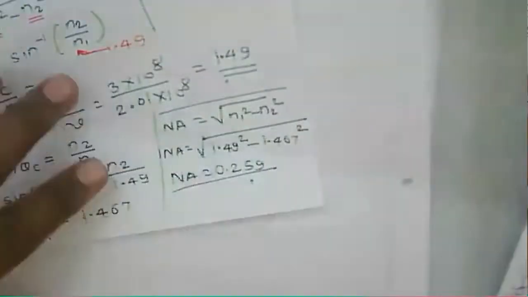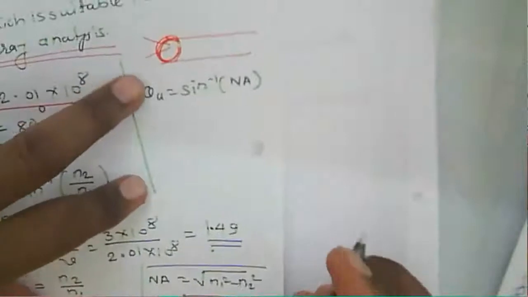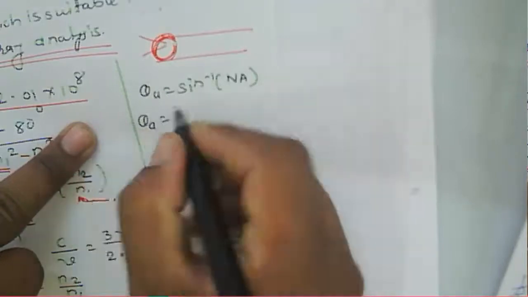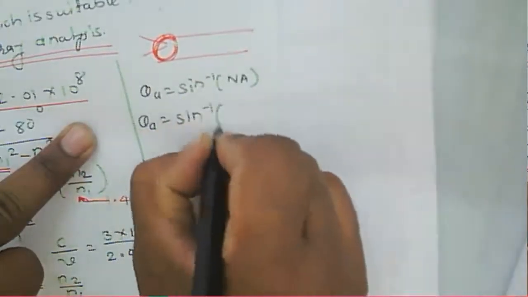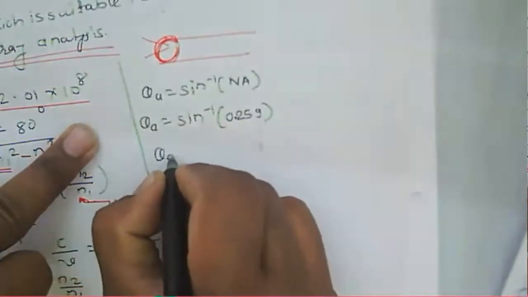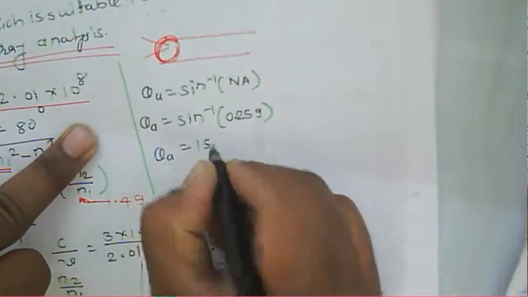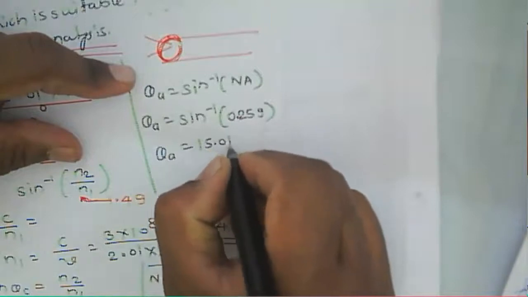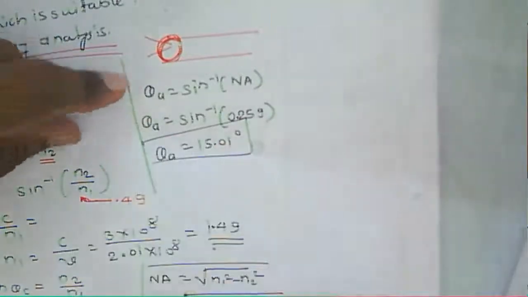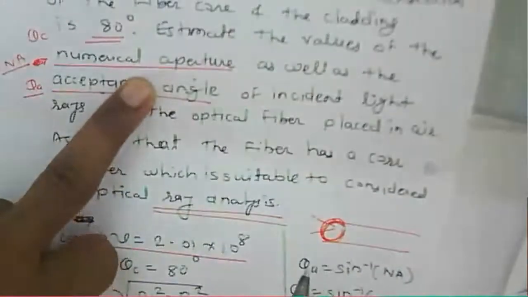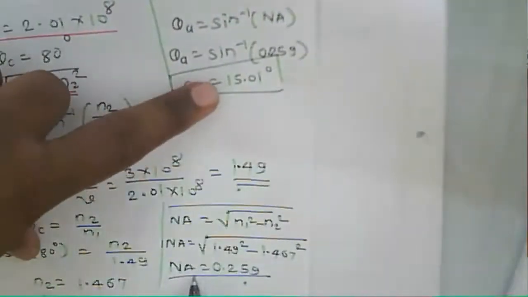So we can consider here that theta A is the acceptance angle. That is, theta is equal to sine inverse of NA. We'll get the acceptance angle, that is the sine inverse of NA, which is sine inverse of 0.259. And if you solve it, we'll get the acceptance angle, that is about 15.01 degrees. Okay, now that's all about estimating the numerical aperture and the acceptance angle. We obtained the numerical aperture and acceptance angle.